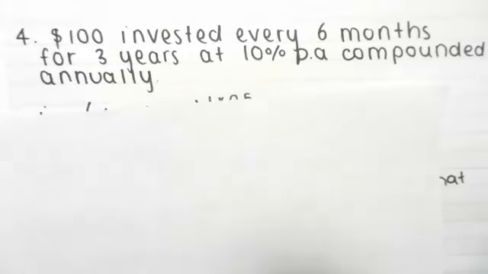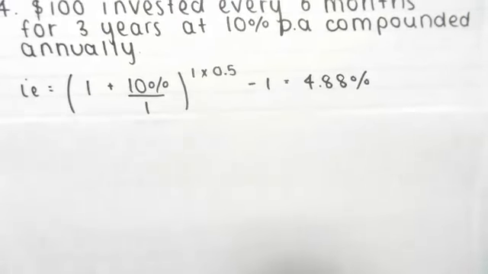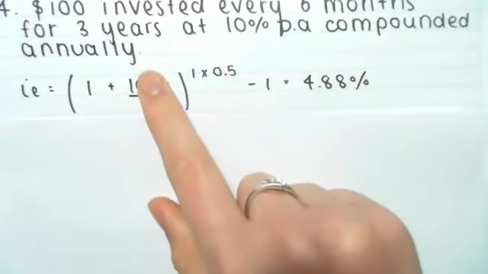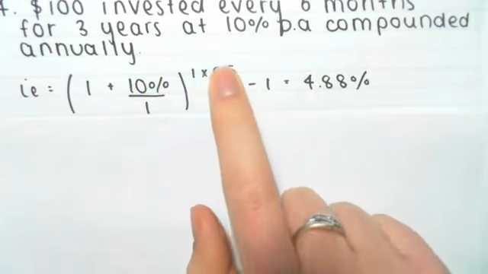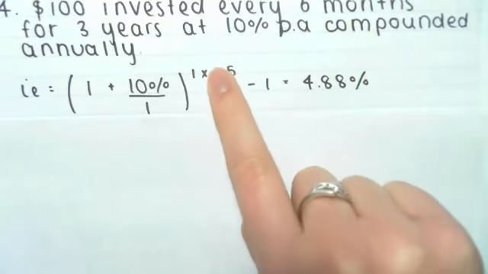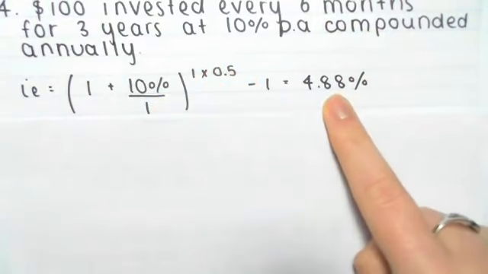Now in the last example, we've got $100 every 6 months for 3 years, but in this case we've got a compounded annually rate. So we're going to have to use the effective interest rate formula. So we've got 10% compounded annually, so the rate that we're given is 1 up here, and we want it every 6 months because that's when our cash flow occurs. So this is going to be 0.5. Put that in and it's 4.88%.